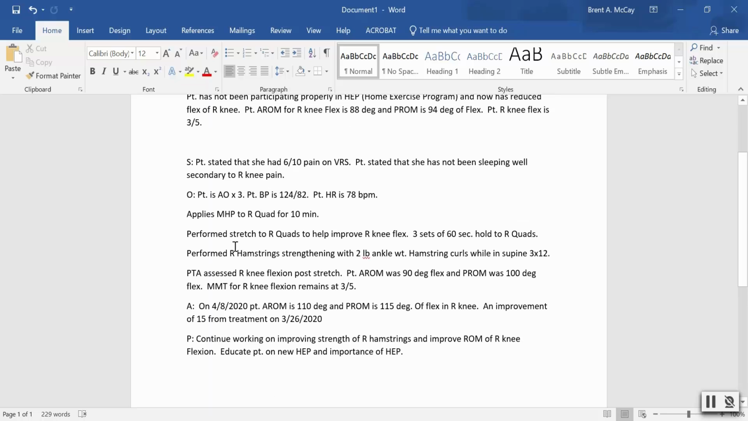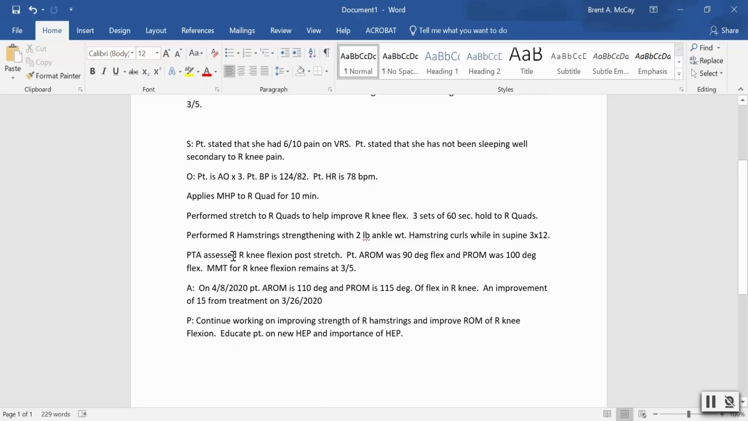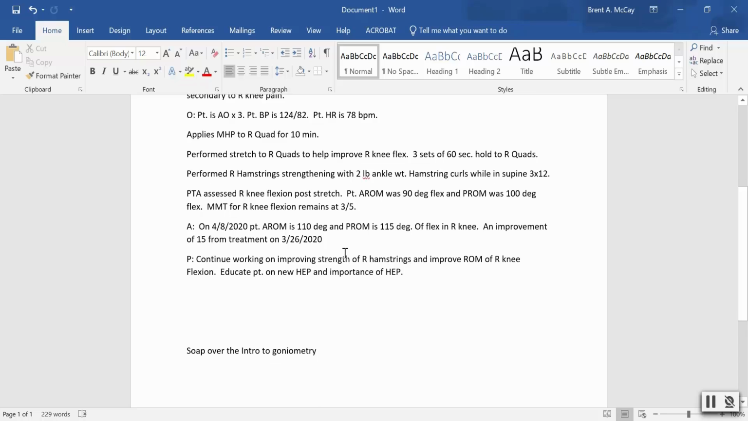So this part right here where it talks about performed assessed right knee flexion, you'll do it for, I'm trying to remember, I think it was my right elbow. No, left elbow. It was my left elbow. So left elbow flexion, right? And so you'll write in that section what degrees she got and the different information.